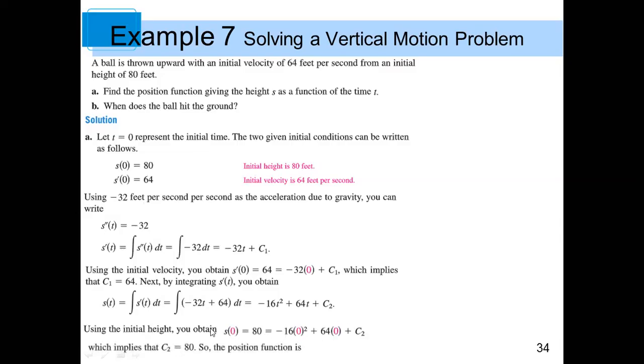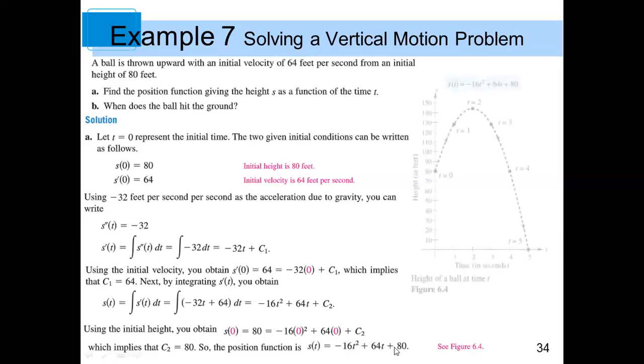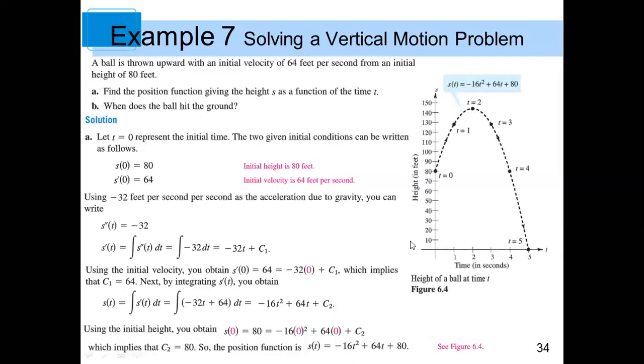So c2 equals 80. So the position function is, I take the general solution of the position function, substitute 80 in for my c, and you get negative 16t squared plus 64t plus 80. All right, and this is the graph right here.